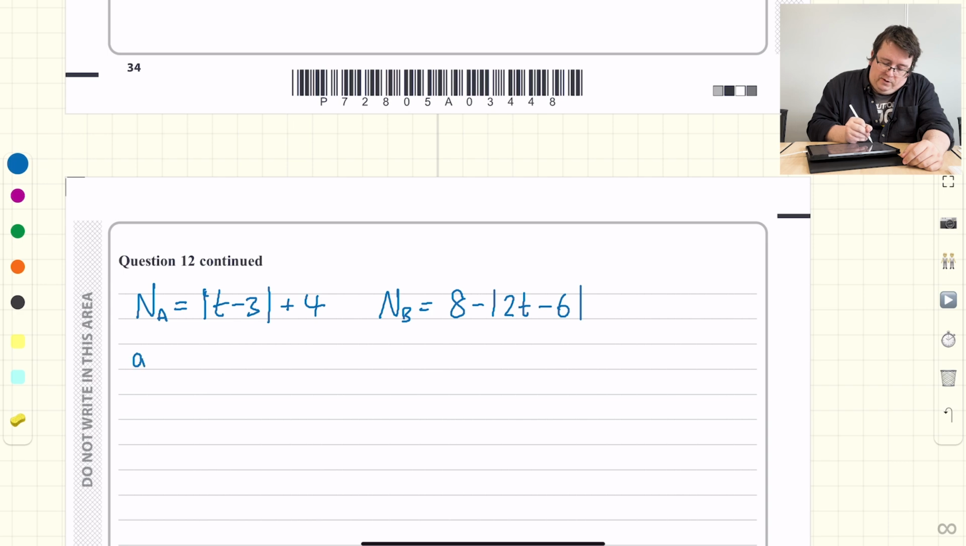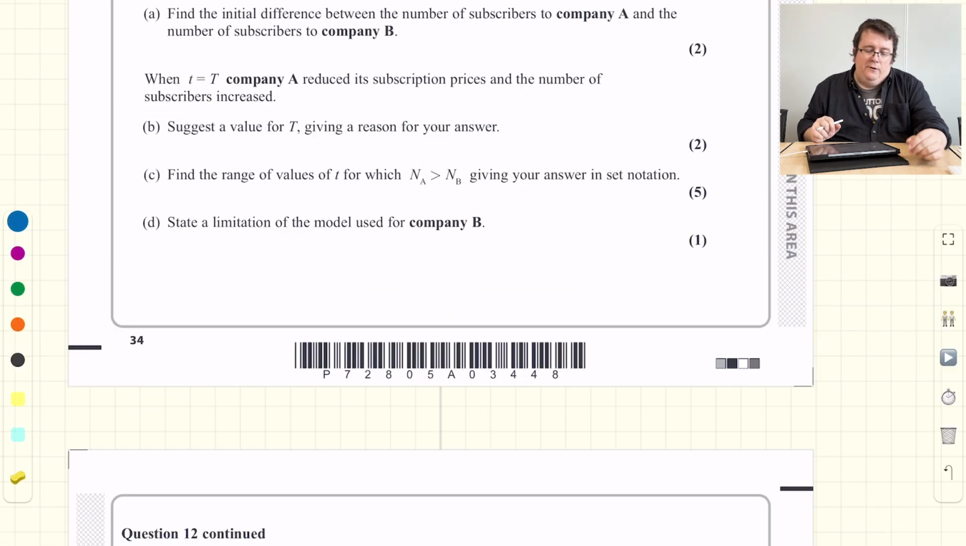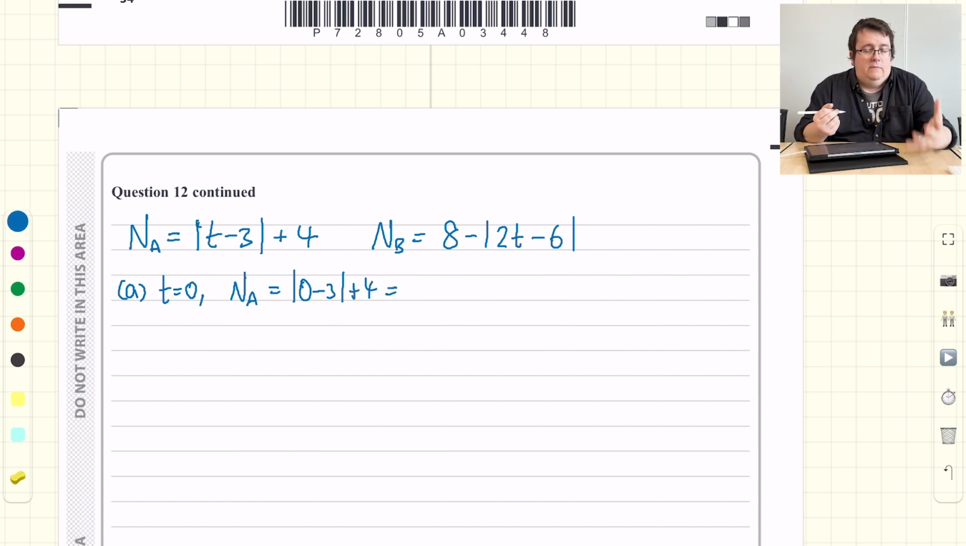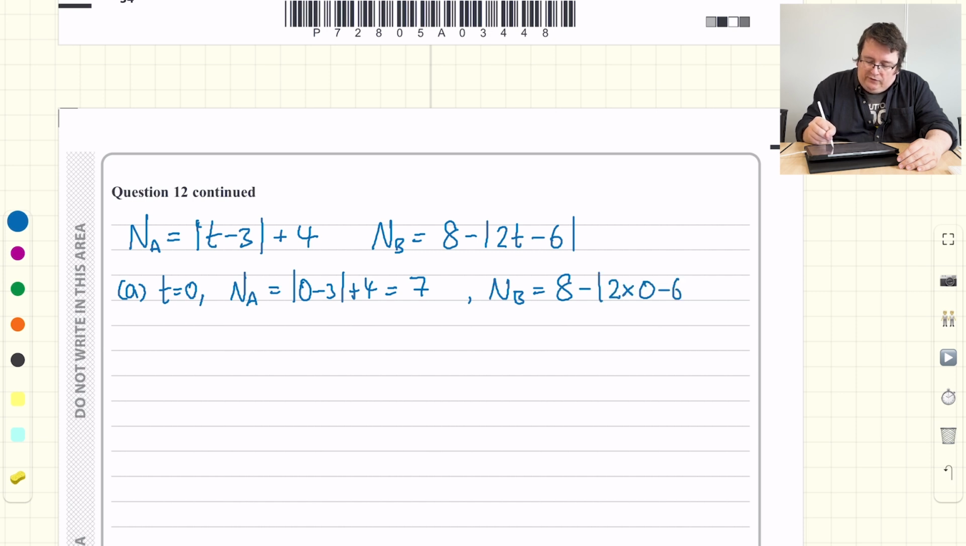Okay, so part A. Let's just remind ourselves. Find the initial difference between the number of subscribers to company A and the number of subscribers to company B. So, when T equals 0, NA will be the modulus of 0 take away 3, plus 4. So the modulus of negative 3 is 3, plus 4 is 7. And for NB, we'll have 8 take away the modulus of 2 times 0 take away 6. Well, the modulus of minus 6 is 6. 8 take away 6 is 2.